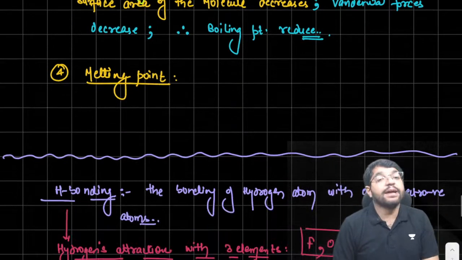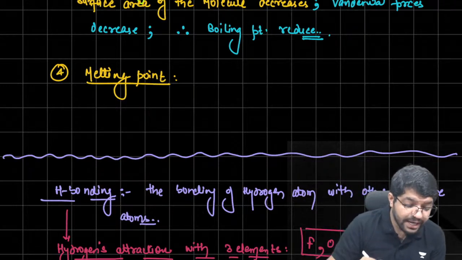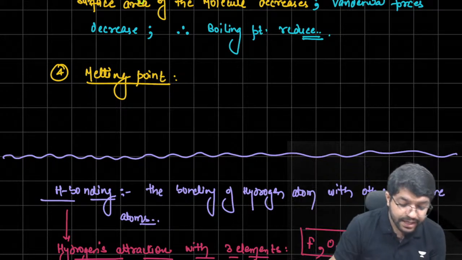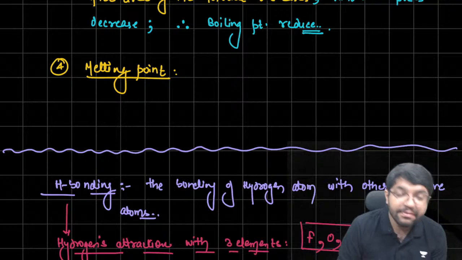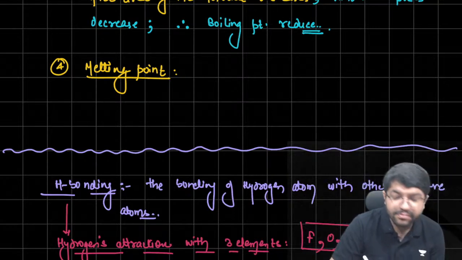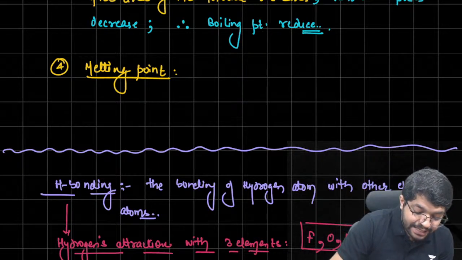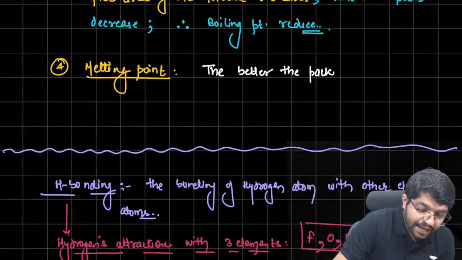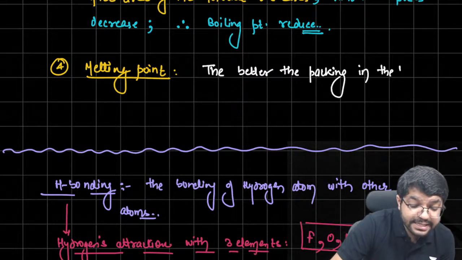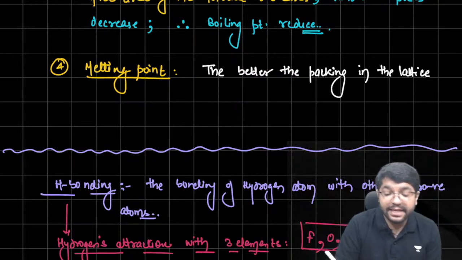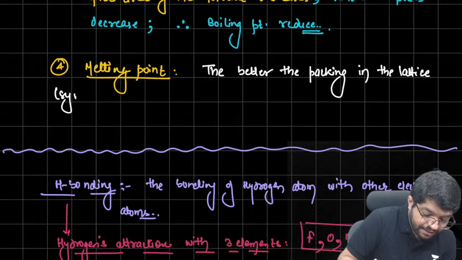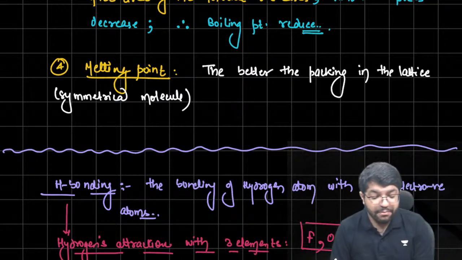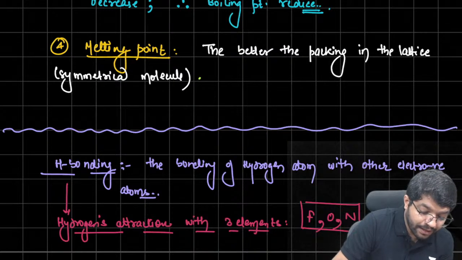Last but not the least is the melting point. The melting point is defined by the packing in the lattice, which is actually the symmetry of the molecule. The better the packing, the more symmetrical the molecule, and the higher is the melting point.